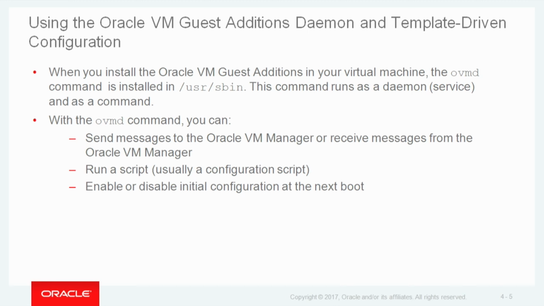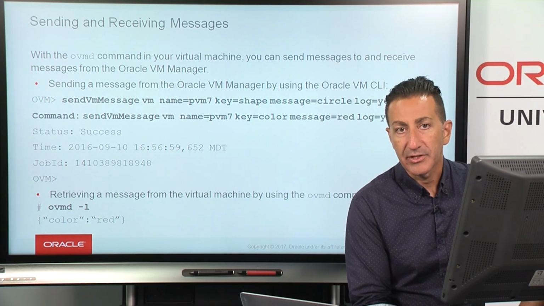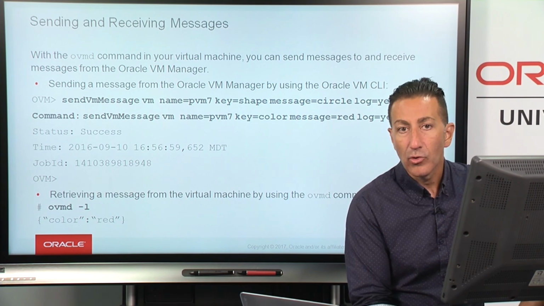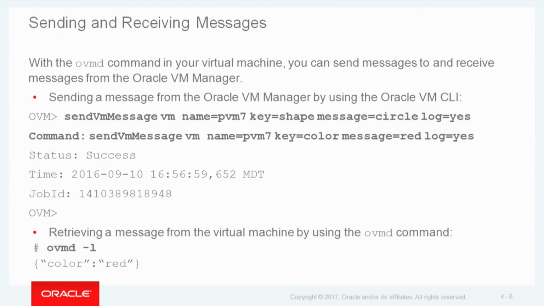Sending and receiving messages helps you, for example, to provide this information during the first boot without the need to have physical access to the virtual machine. Well, the way that we send and receive messages with the OVMD command, we have an example here. We use the OVM CLI utility and the send VM message command. In this case, we send the message to this VM, whose name is PVM7, with this key value pair, with the key of shape and the value message of circle. And log equal yes means that you create a log entry in the log files.